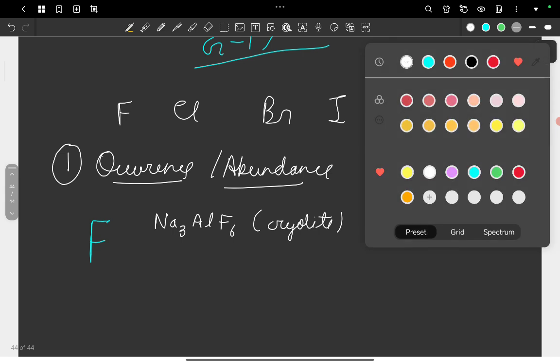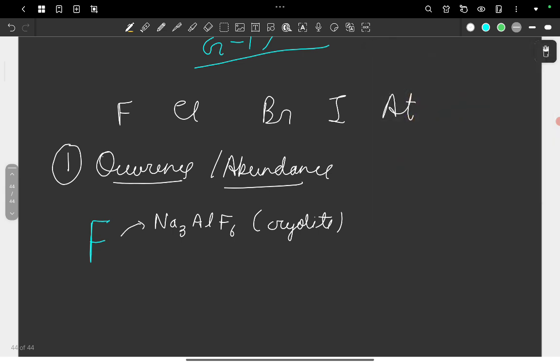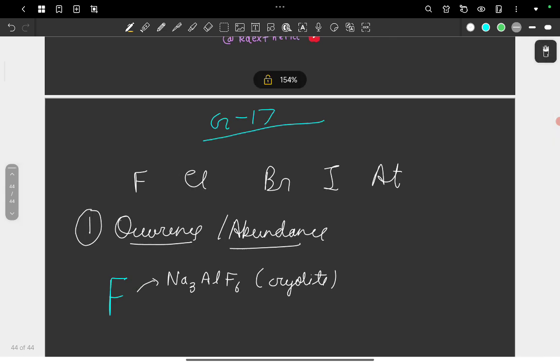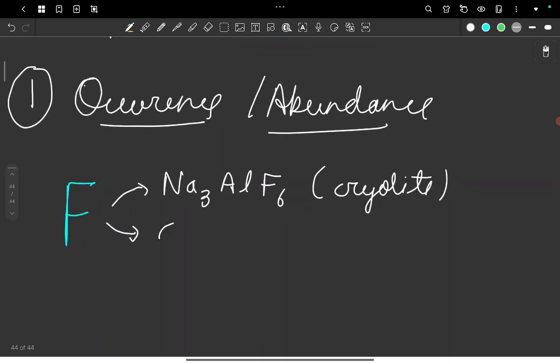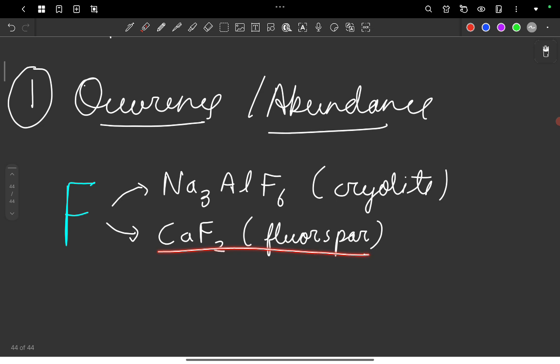I will make you remember a lot of stuff. And another ore for fluorine is basically CaF2. That's the chemical formula, and we call this fluorspar. Fluorspar. I like that name. It sounds like some kind of Renaissance thing, but yeah. So CaF2 is called fluorspar, and Na3AlF6 is called cryolite.